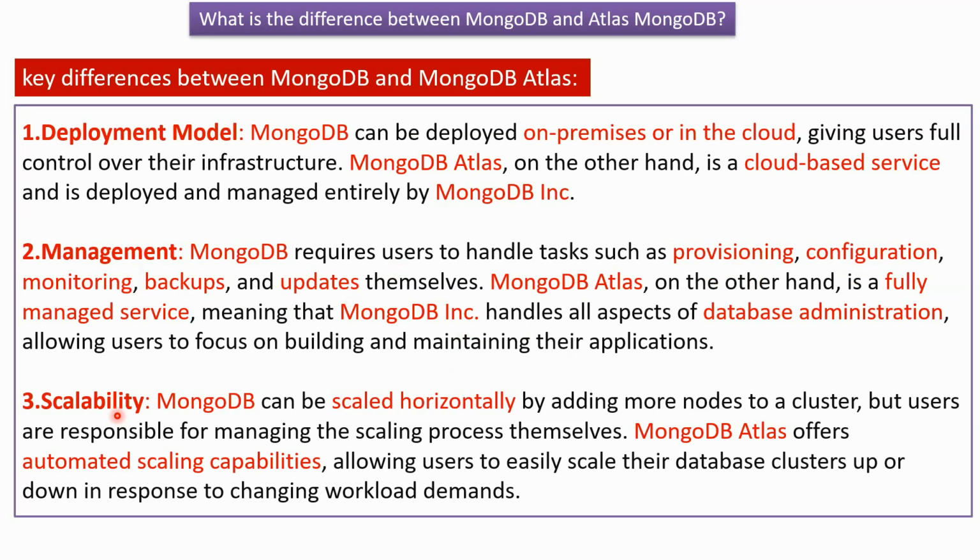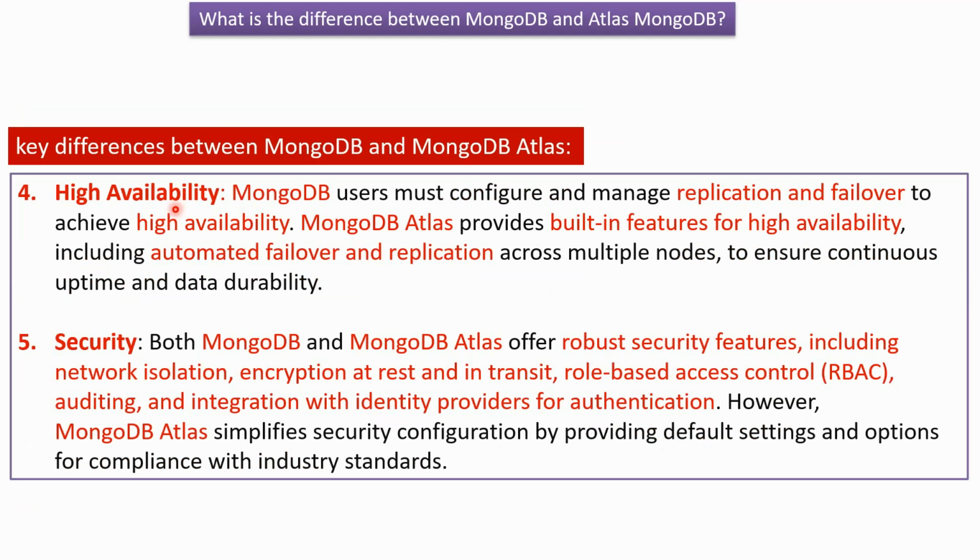Third point is scalability. MongoDB can be scaled horizontally by adding more nodes to the cluster, but users are responsible for managing the scaling process by themselves. MongoDB Atlas offers automated scaling capabilities, which allow users to easily scale their database clusters up or down in response to changing workload demands. Fourth point is high availability.